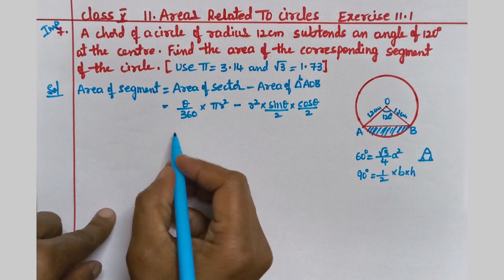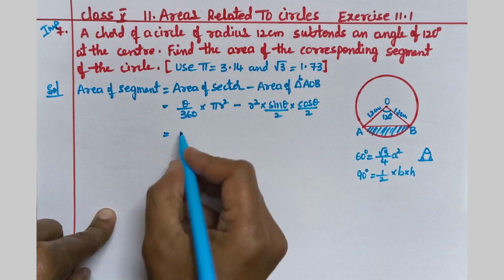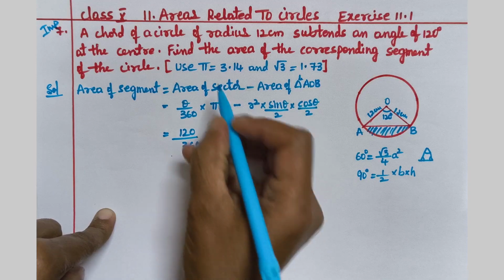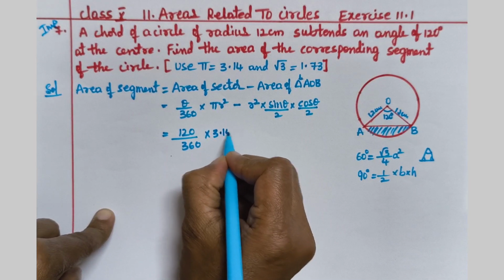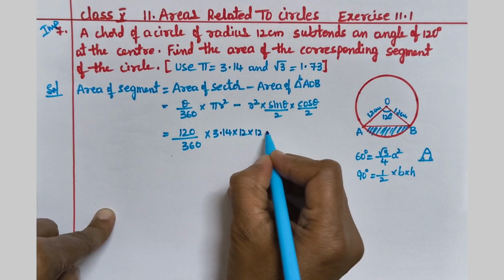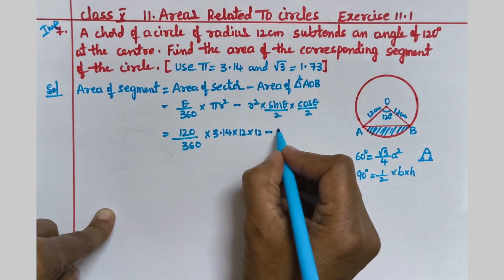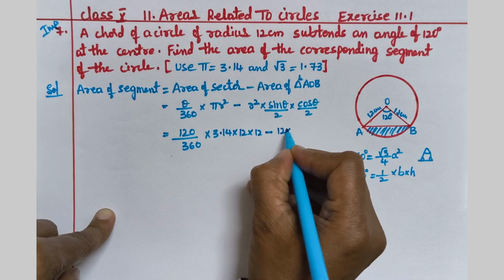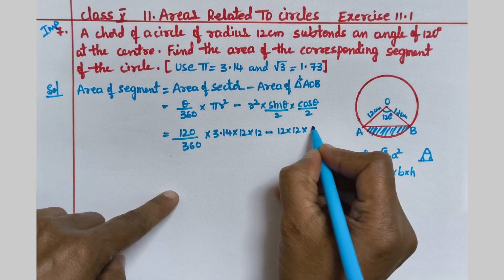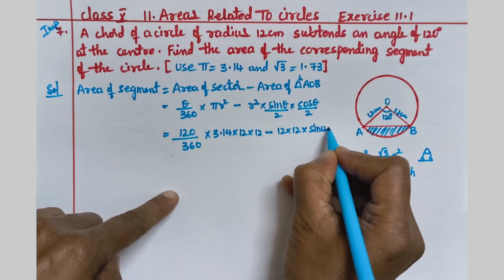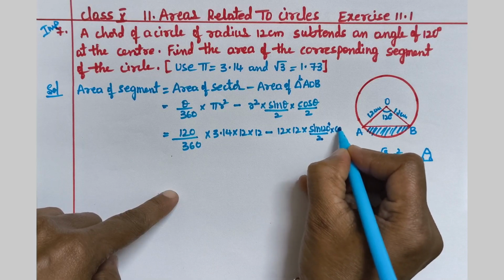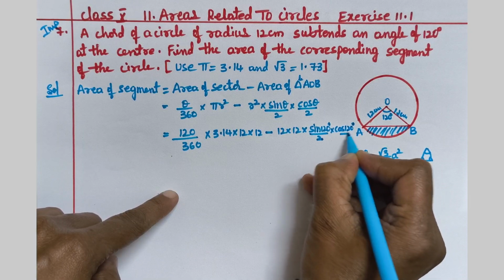Now we will apply the values. Carefully listen. Theta is how many degrees? 120 degrees. So 120 by 360 into pi, which is 3.14, into radius 12, so 12 into 12, minus r square, which is 12 into 12, into sin theta by 2, theta is 120, so sin 120 degrees by 2, next cos theta by 2, so cos 120 degrees by 2.